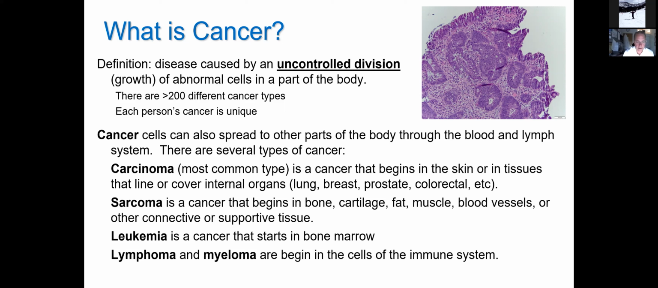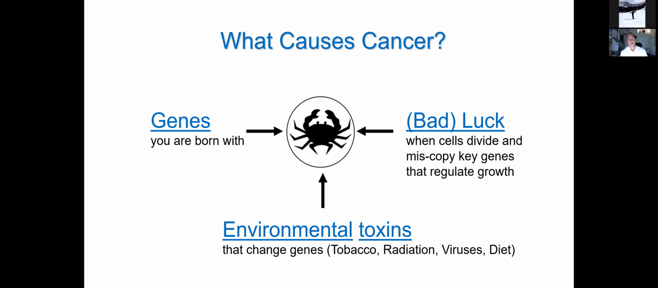Sarcoma, on the other hand, those are cancers that begin in areas of the body that have no exposure to the outside world: bone, cartilage, fat, muscle, etc. Leukemia starts in bone marrow, and actually leukemia is one of the more common types in teenagers and in children. And then lymphoma and myeloma begin in cells of the immune system. Leukemia is also immune system as well, but lymphoma often begins in lymph nodes, and myeloma will often start in bones.